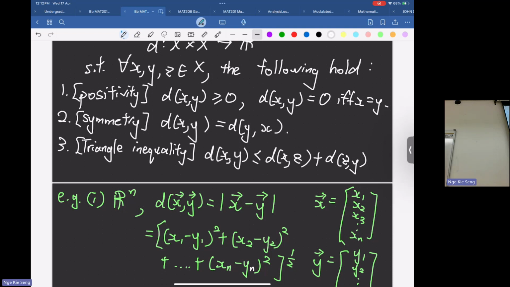How to show triangle inequality here? Can you split? How to split? So imagine you have (x1 minus z1 plus z1 minus y1) squared. Can you just split it? How to show triangle inequality? Any idea?